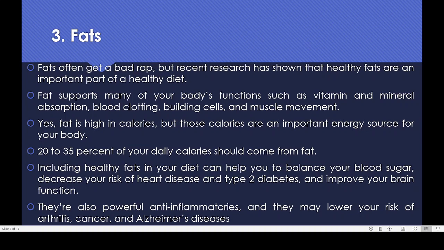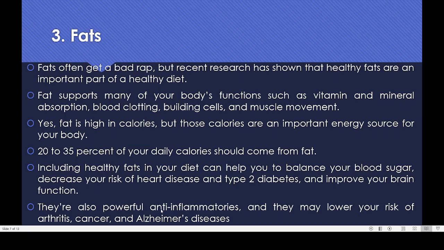So even though fat can increase body weight, reducing too much fat is not always good, because many of the essential substances needed by your body, especially for vitamin and mineral absorption, blood clotting, building cells, muscle movement, etc., come from fat. So if you are not taking a sufficient quantity of fat, that will create a lot of problems.